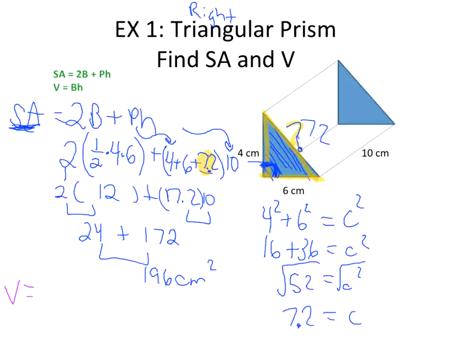Now let's look at volume. Volume is big B times H. So big B is just the area of the base. We already did that, so let's write it in again. 1/2 times 4 times 6, times the height of my whole shape, which is 10.